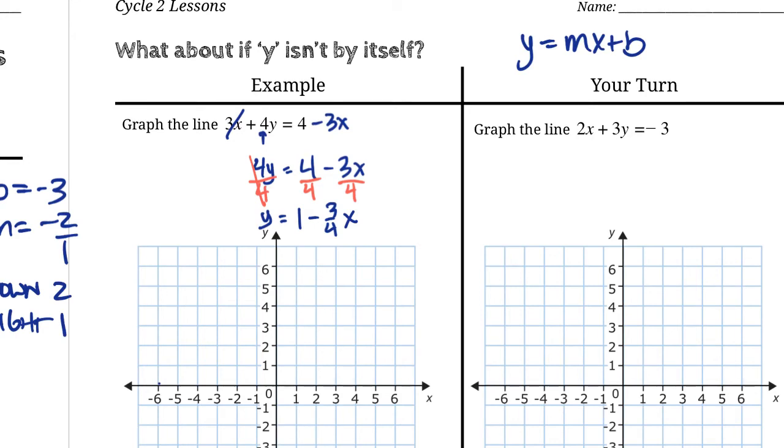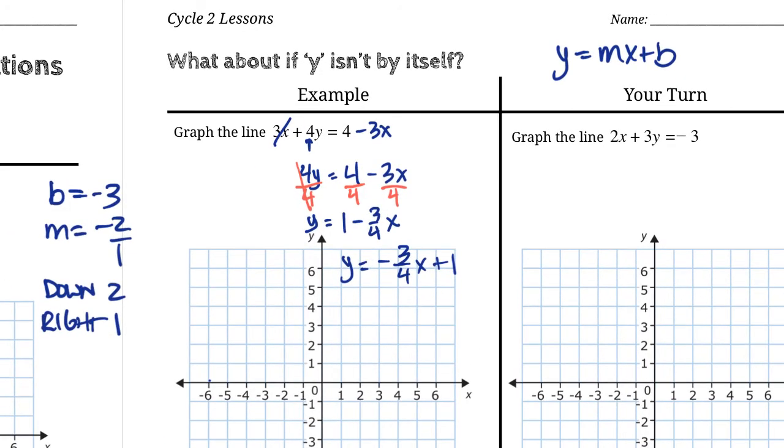Now, one last step. Remember, mx plus b usually has the term with the x before the constant term. So just to rearrange it a little bit, I can write it like this: y equals negative 3/4 x plus 1, just to make it look like the equations we're used to. So if that's the case, I think you should be able to graph that now, right?